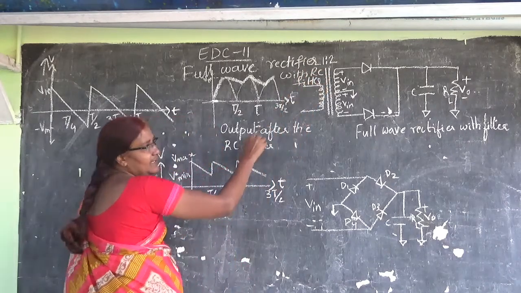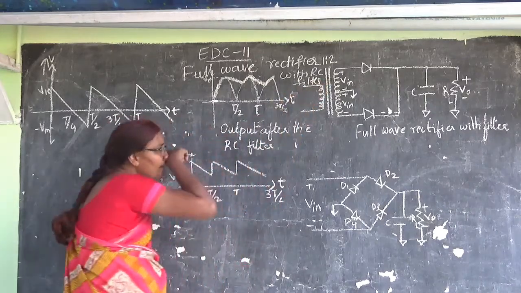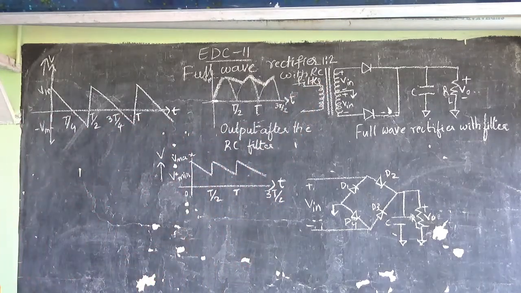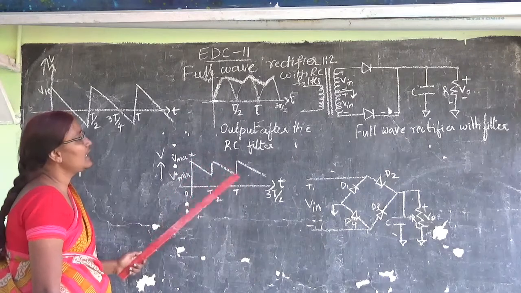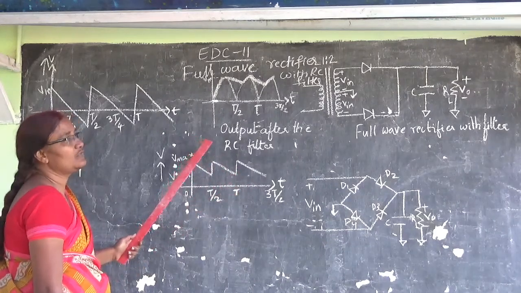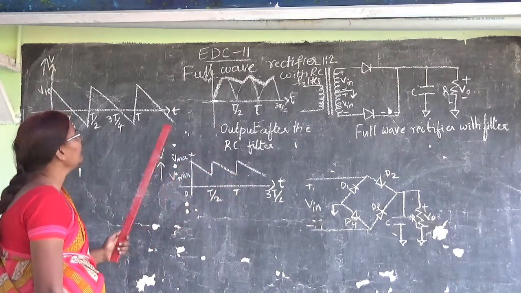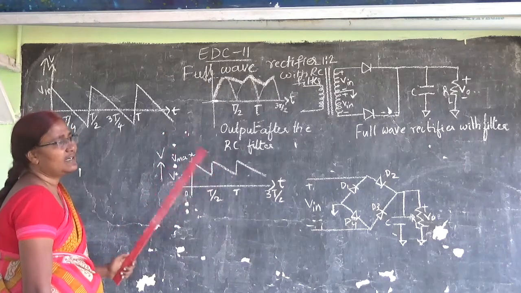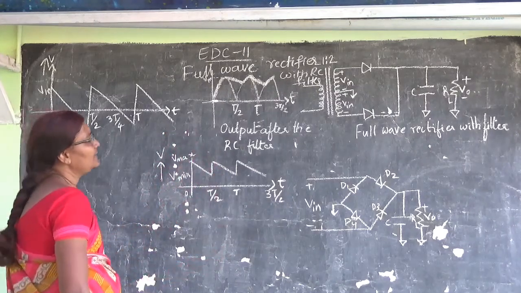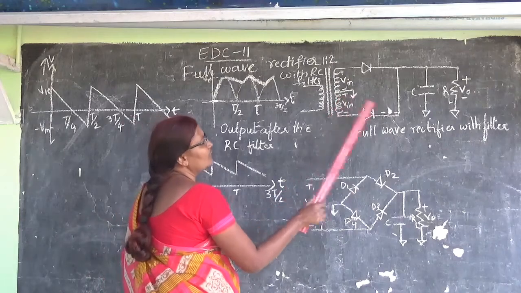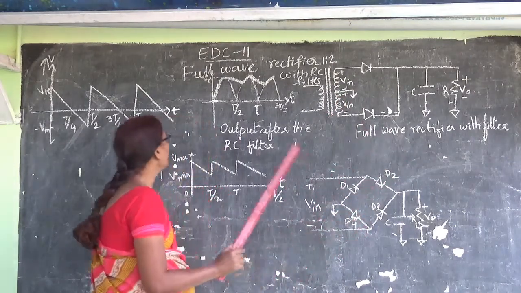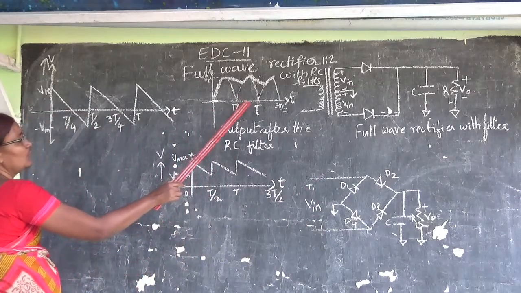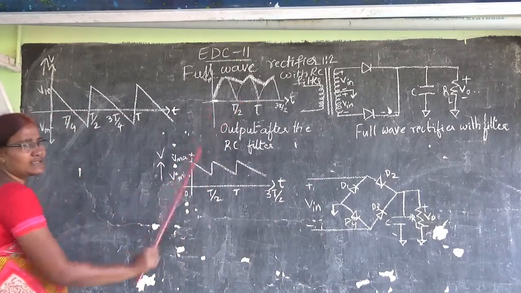Full wave rectifier with RC filter is now our topic, and we know that the ripple will be less than half of the DC output, that is 0.483 will be the ripple factor in full wave rectifier. And this center tap transformer full wave rectifier and bridge rectifier both will give the same output as this.